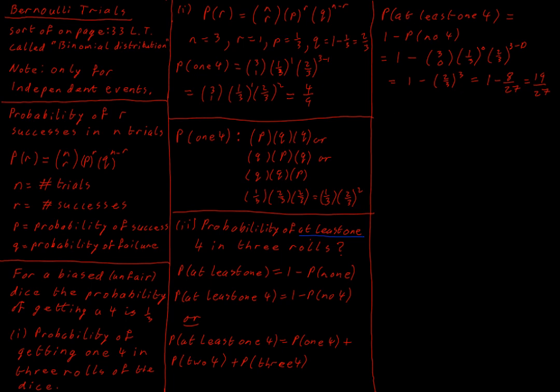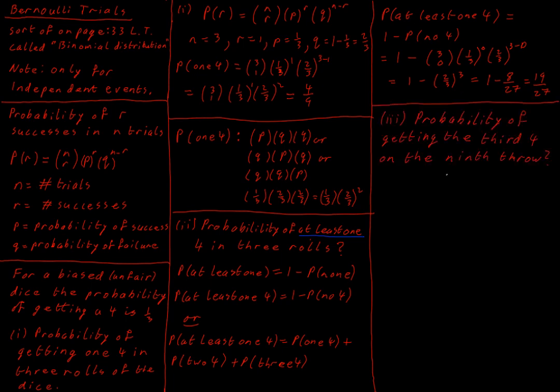Now, part 3. So what is the probability of getting the third 4 on the 9th throw? Well, to do this, we have to translate this into a problem we can actually deal with. How could that happen, that we would get the third 4 on the 9th throw? Well, that means we have to get a 4 on the 9th throw. And what has to have happened before then is that we must have gotten 2 4s in the preceding 8 throws. So let's write that out.